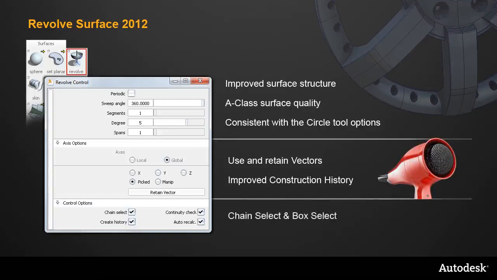And finally, Chain Select and Box Select will significantly speed up your workflow and make Revolve a much easier tool to work with.